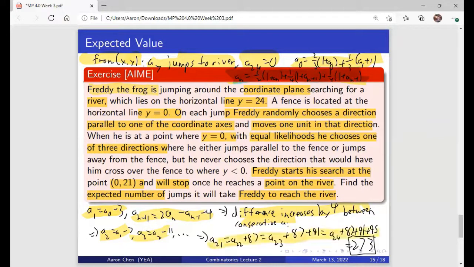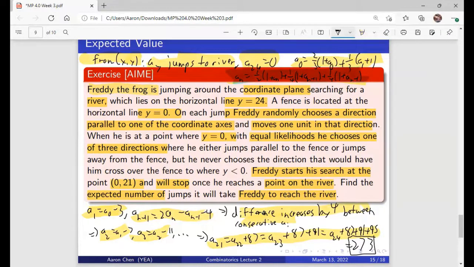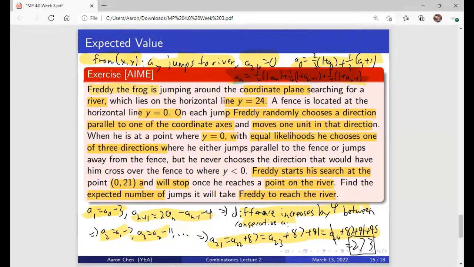And so this means that a_21 is equal to a_22 plus 87, is equal to a_23 plus 91 plus 87, is equal to a_24 plus 95 plus 91 plus 87. And so a_24 is 0, so we can ignore this. And so 87 plus 91 plus 95 is simply just 273. And so that's our answer.